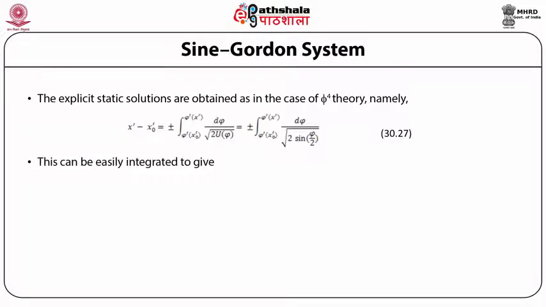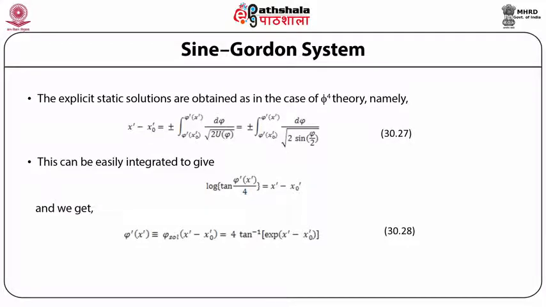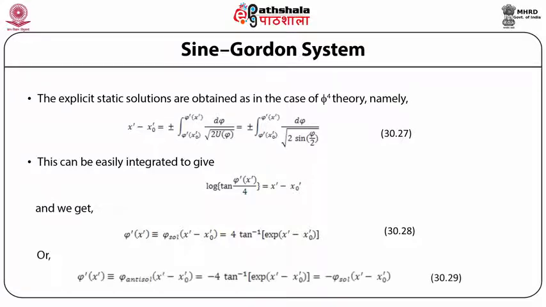This can be easily integrated to give log of tan(φ'(x')/4) equal to x' − x0', and we get φ'(x') = φ_sol(x' − x0'), which is also equal to 4 tan⁻¹ exp(x' − x0'), or φ'(x') = φ_anti-sol(x' − x0'), which is equal to −4 tan⁻¹ exp(x' − x0'). This is also equal to −φ_sol(x' − x0').